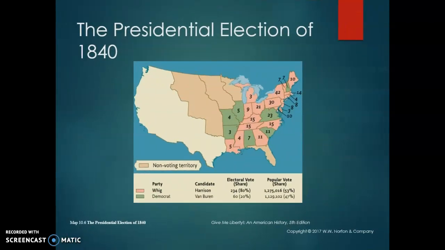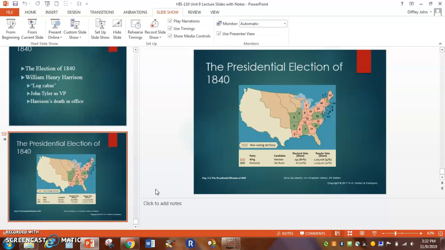And so this shows you where the party is split between the Whigs and the Democrats here, and just gives you a little bit more of how the country is beginning to split in votes there. So that is really it for this unit.